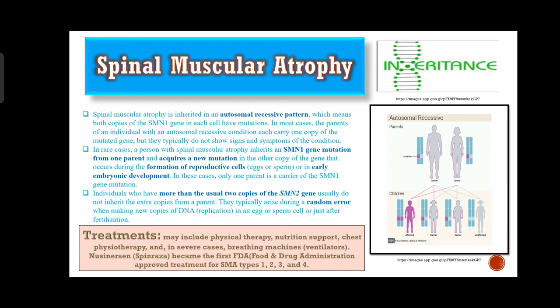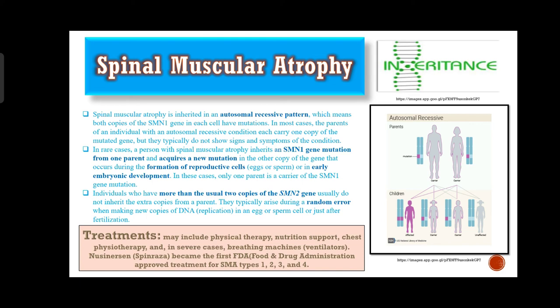In rare cases, a person with spinal muscular atrophy inherits an SMN1 gene mutation from one parent and acquires a new mutation in the other copy of the gene that occurs during the formation of reproductive cells, eggs or sperm, or in early embryonic development. In these cases, only one parent is a carrier of the SMN1 gene mutation.